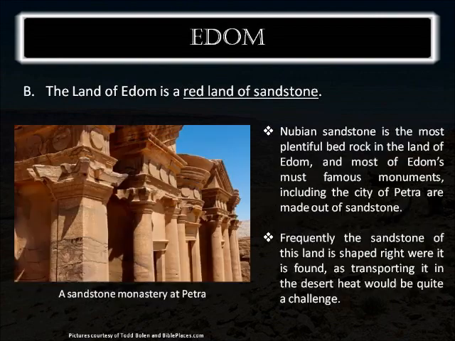So, our second take-home point for the land of Edom is that Edom is a land of red sandstone. As we saw in our first week's lectures on the bedrock of the Levant, this area here is largely made up of what's called Nubian sandstone, and it's a very pretty reddish white rock. And it's also a very sturdy and very solid rock and makes for wonderful building material. But it also makes for very heavy building material.